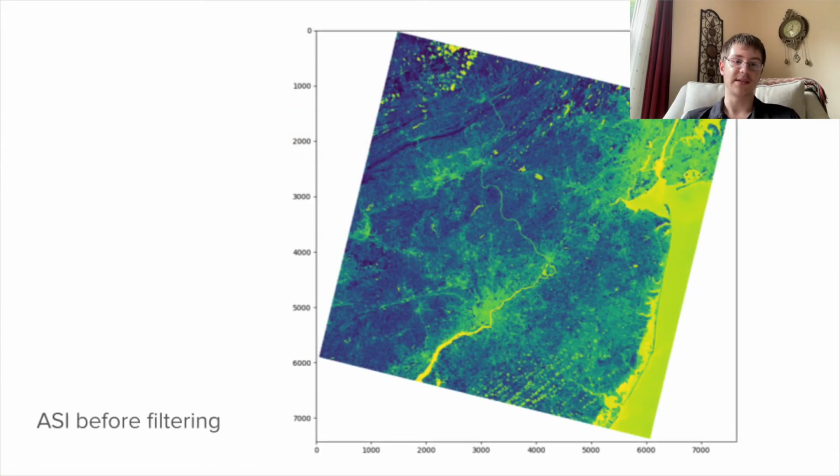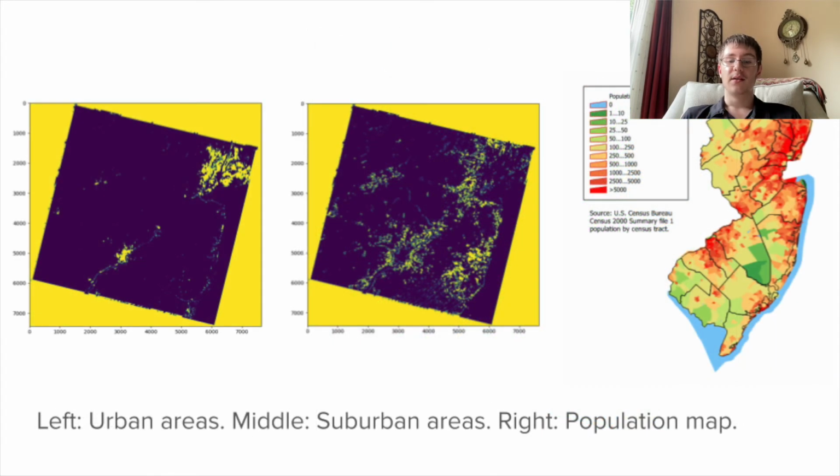As an example, for part of this process, consider the following image. This is the artificial surface index for the New York, New Jersey, and Pennsylvania regions, that is, the tri-state area in general. After filtering, we're able to obtain the following maps of the urban and suburban areas, which you can see here. Looking at a reference image of the population density of New Jersey obtained from the US Census, we can note how the identified urban areas align very well with the locations of New York City and Philadelphia. The suburban areas also line up quite well. They surround the urban centers and match the semi-populated regions of the reference map.